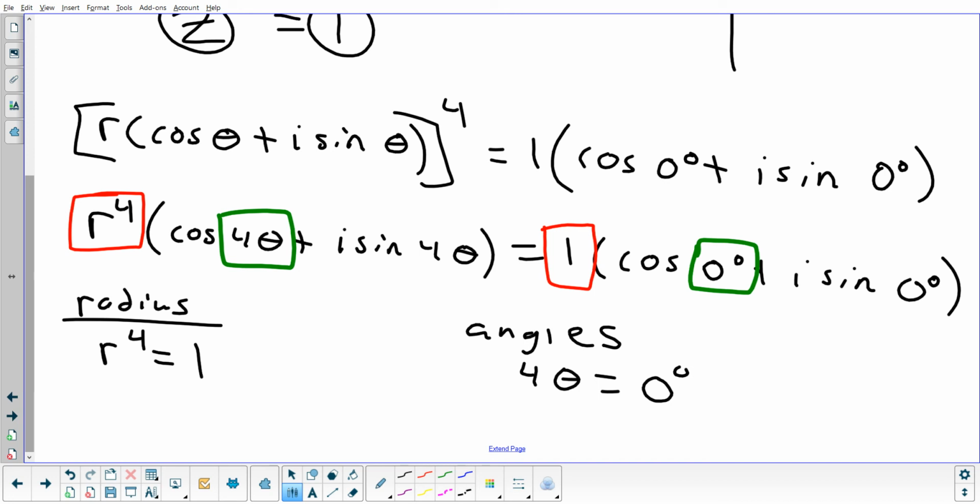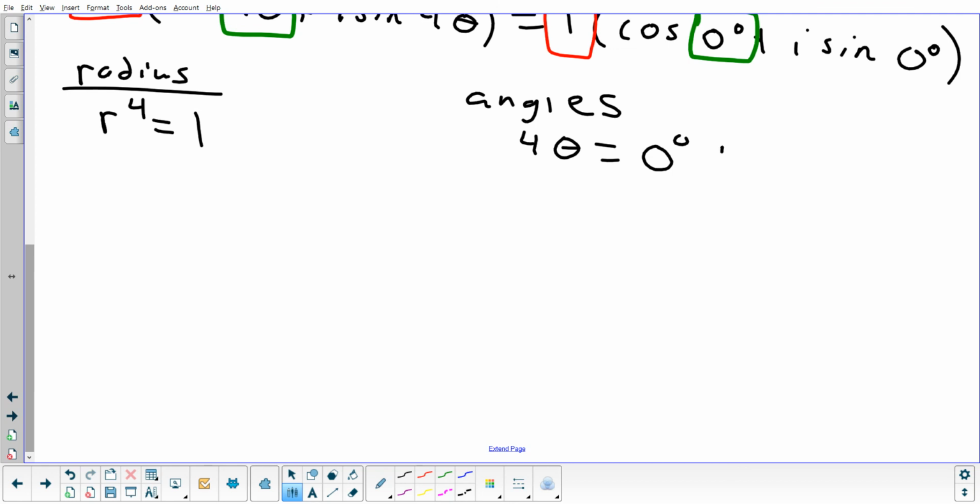When you're solving for roots, you're only going to get 1 radius, but you're going to get multiple angles. And the way you get multiple angles, you have to go like this. You set the angle on the left equal to the angle on the right, but you have to put plus 360k. Why 360? Because if you add 360 to an angle, it doesn't change. We've talked about that. You can add and subtract 360, and it doesn't change the actual answer to your problem. So you have to set the angles equal to each other and put a plus 360k there.